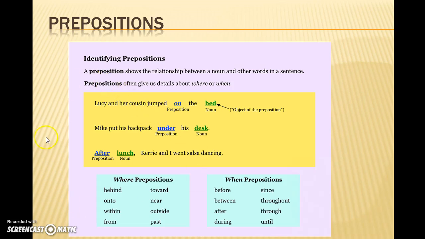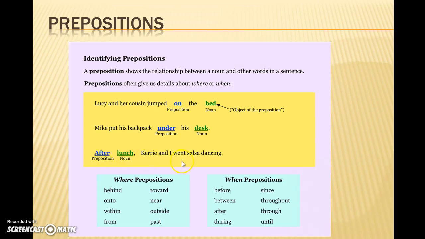So first off, we're going to identify prepositions. A preposition shows the relationship between a noun and other words in a sentence. So, Lucy and her cousin jumped on the bed. Bed is the object of the preposition. This entire phrase, on the bed, is what we call a prepositional phrase. Mike put the backpack under his desk. Under his desk is our prepositional phrase.